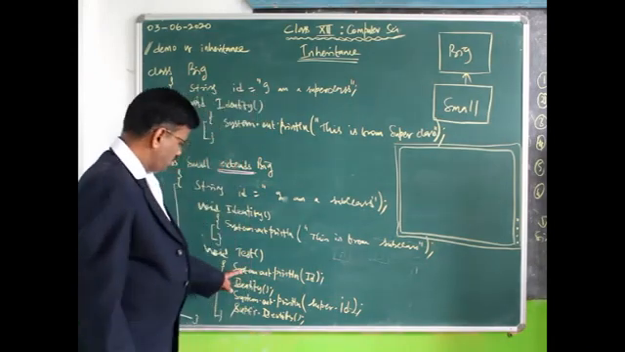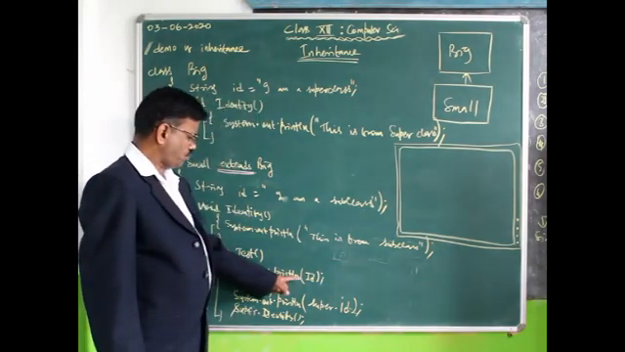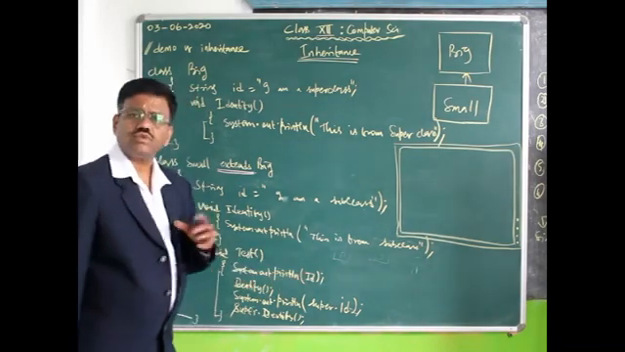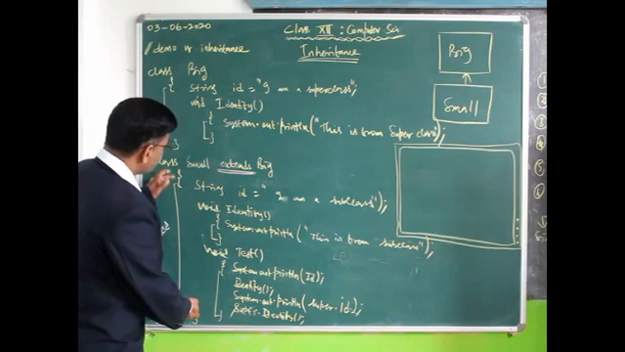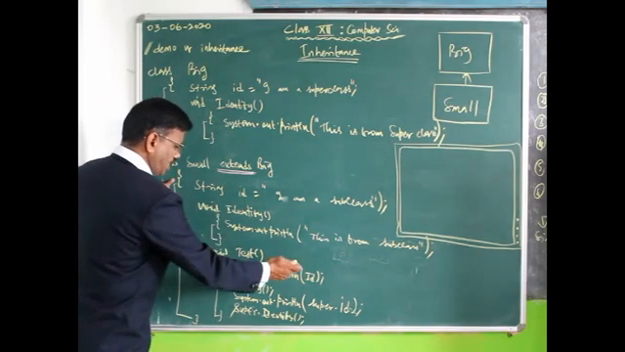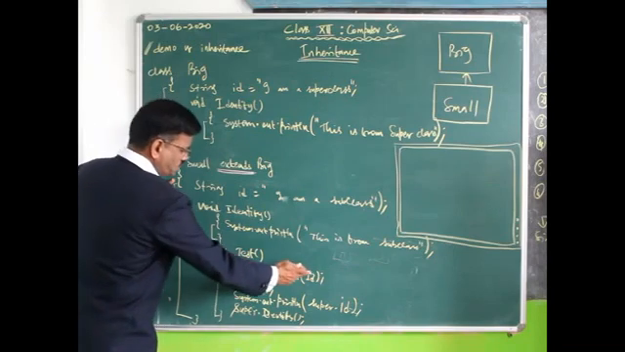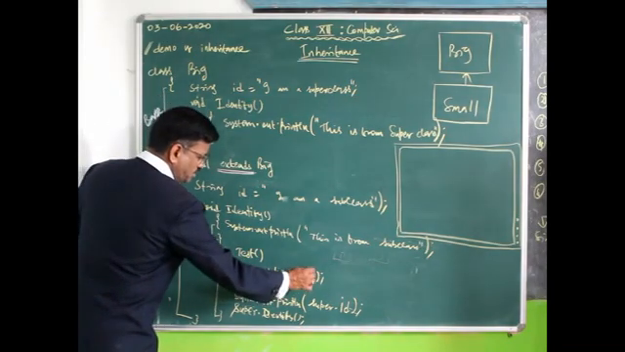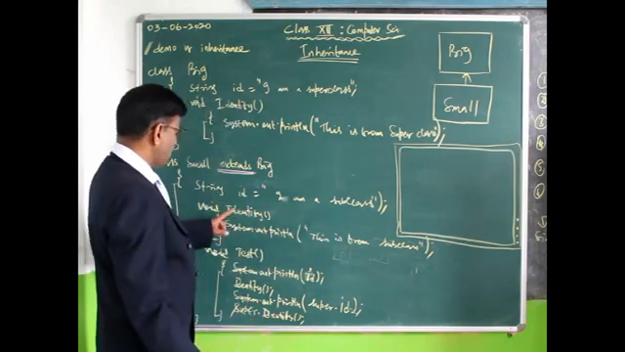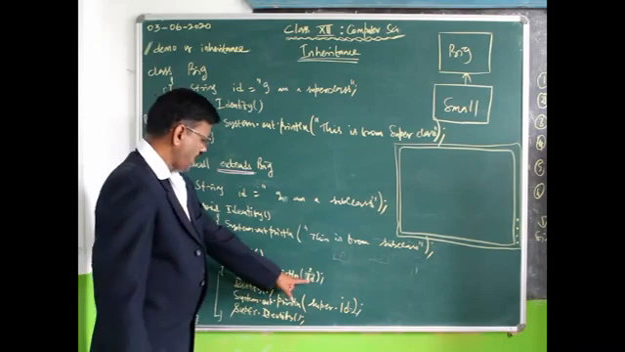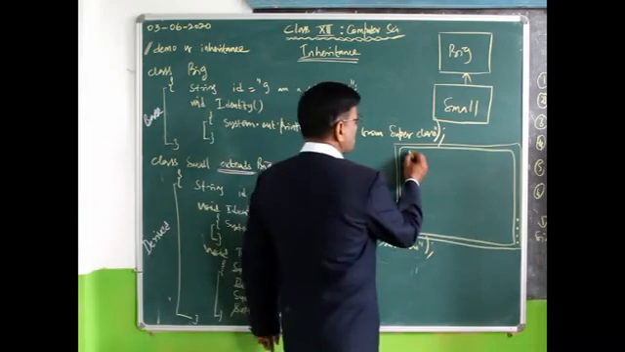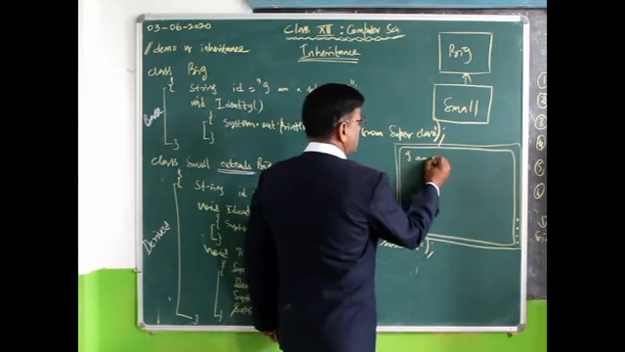What do I do? System.out.println ID. Which one will come? You are using it in the class called small. Do you have a variable called ID? Yes, you have a variable called ID. What will come? What does the ID store here? I am a subclass.